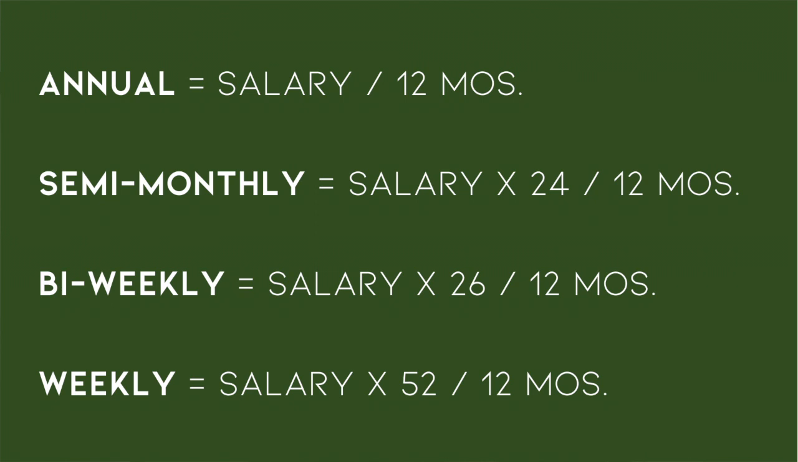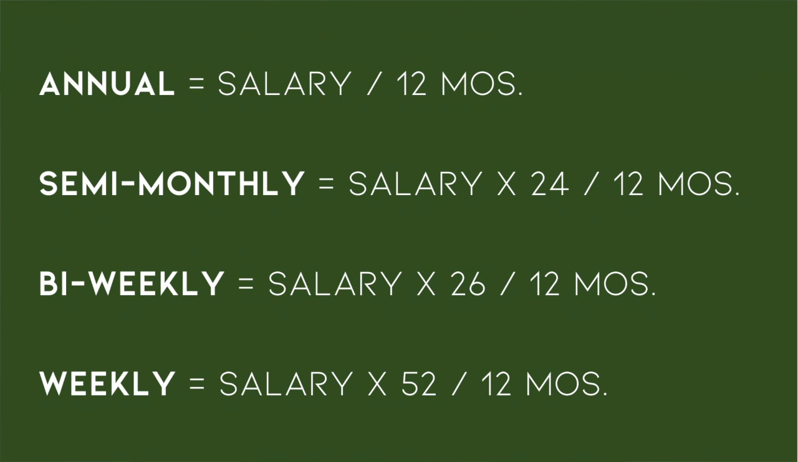If you're paid the same amount semi-monthly, or twice a month, you're going to take your semi-monthly salary amount, multiply that by 24, and divide it by 12 months. Or you can just take that amount and multiply it by 2. If you're paid the same amount bi-weekly, you're going to take that salary amount, multiply it by 26, not 24, and divide it by 12.